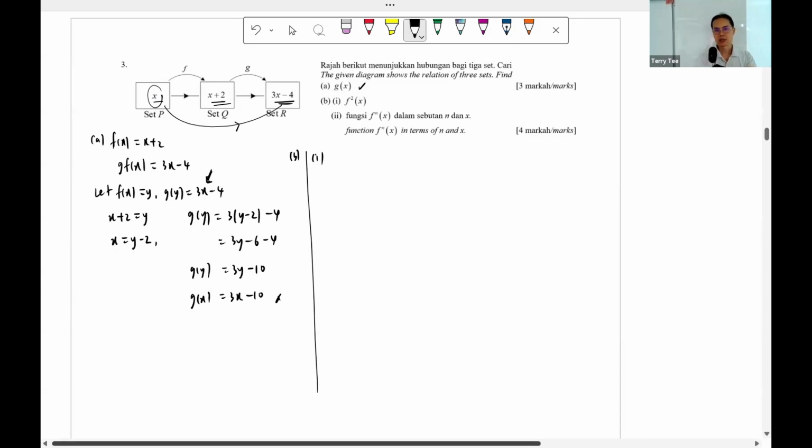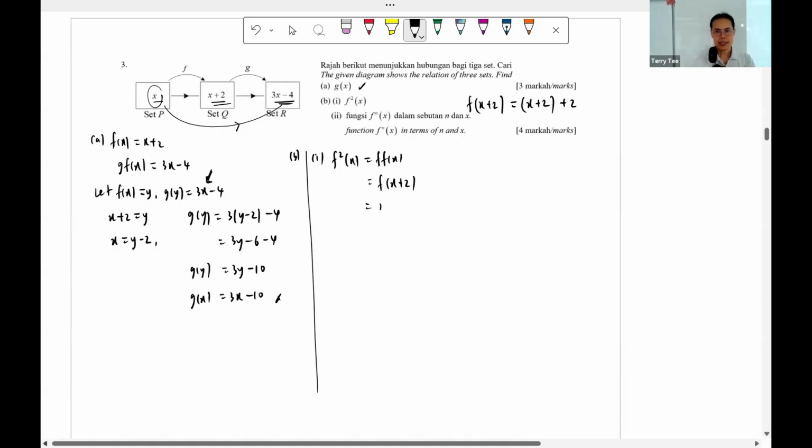Part B, you're finding f squared of x. So what is f squared of x? It means you're putting f(x) inside f(x). What is my f(x)? x plus 2. Put x plus 2 inside x plus 2. Picture this: f of bracket is bracket plus 2. If today I put x plus 2 here, I need to substitute x plus 2 here.